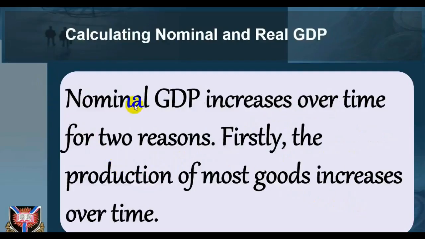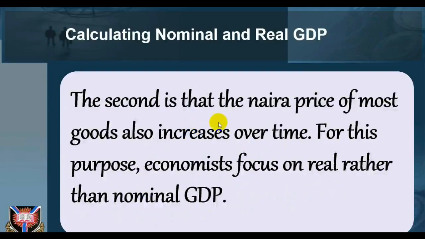Nominal GDP increases over time for two reasons. The first is that the production of most goods increases over time. The second is that the naira price of most goods also increases over time. We produce more and more goods each year and their naira prices increase each year as well. If our intention is to measure production and its change over time, we need to eliminate the effect of increasing prices. For this purpose, economists focus on real rather than nominal GDP.